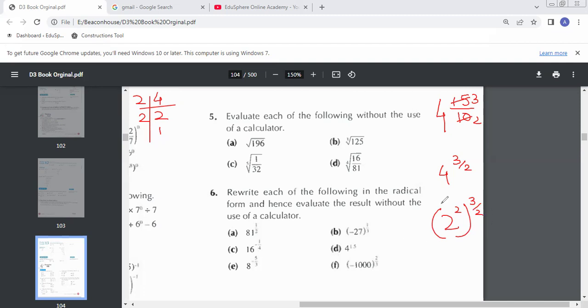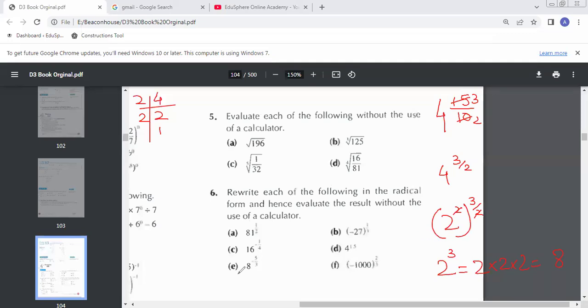Now, this is the first time we are canceling the power. We are still left with the number 3 on top. So we will write 2 power 3. Now what we have to do at this stage is multiply 2 three times, and we will get the answer as 8.